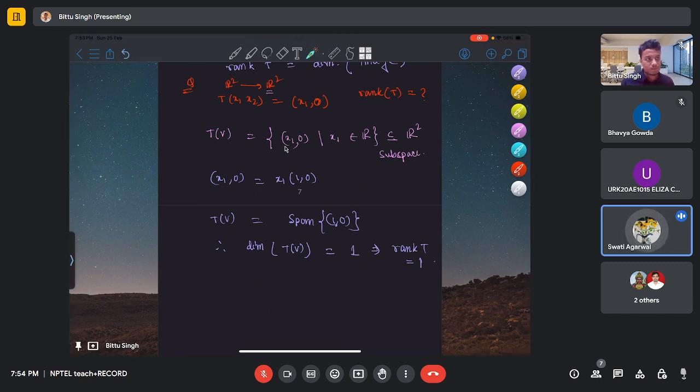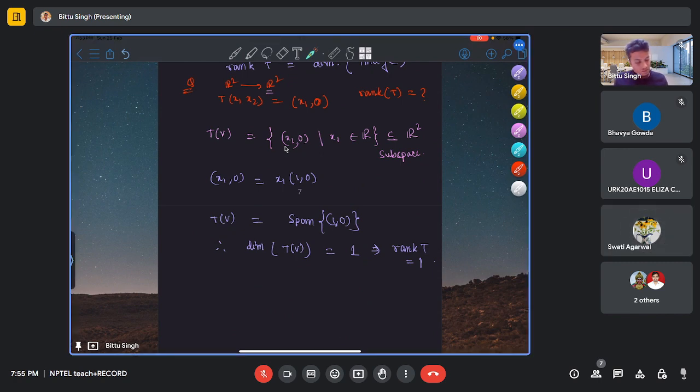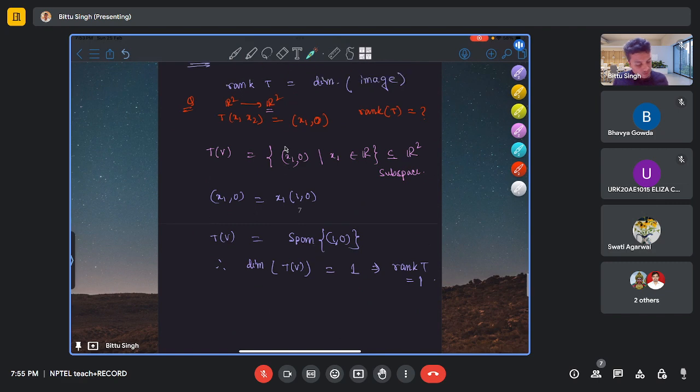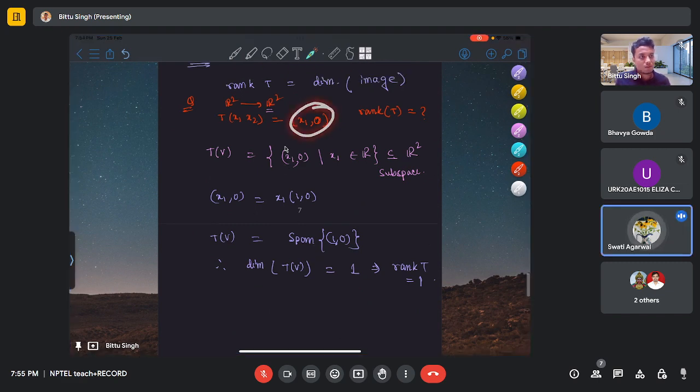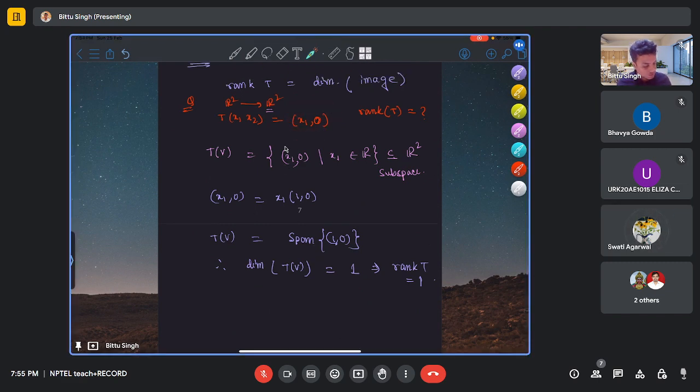Sir, I didn't get it. Sorry, but here, what do you mean by dimension of image? Like we saw earlier, image is across some line. So here, what is the meaning of image? Image means range. Okay, image means range. Image or range are similar words.